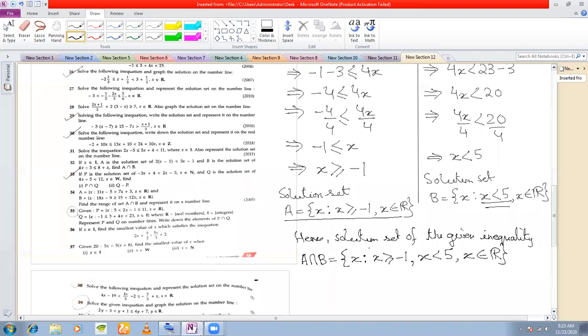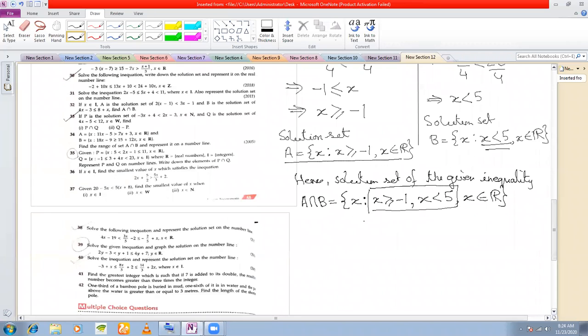This is the combined set. Now, if you combine these two inequalities, x is greater than or equal to minus 1, and x is less than 5, you can combine this to write minus 1 less than or equal to x less than 5, where x belongs to the set of real numbers. Why did I write it in this way? Because x is greater than or equal to minus 1, and x is less than 5. That means x must lie between minus 1 and 5. It can be equal to minus 1, but not equal to 5. So combining this is the solution set. This is the way you can write the solution set.